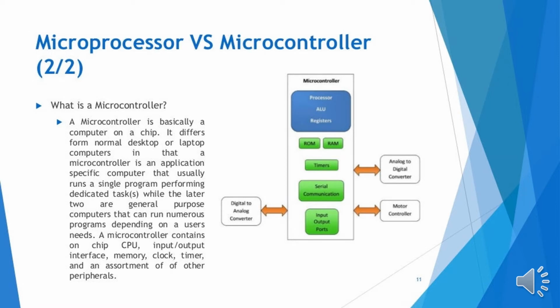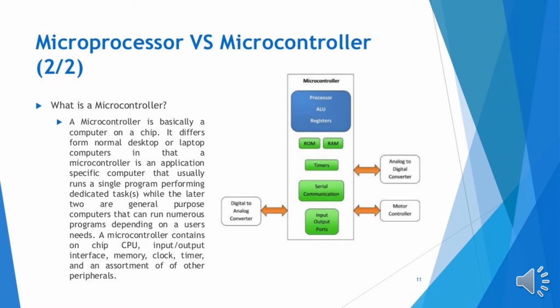Next thing is microcontroller. So what is a microcontroller? A microcontroller is basically a chip that is present in the computer. It differs from a normal desktop or laptop computer. A microcontroller is for a specific application, running a single program that performs a dedicated task, while the latter is general purpose and can run numerous programs depending upon the user's needs.